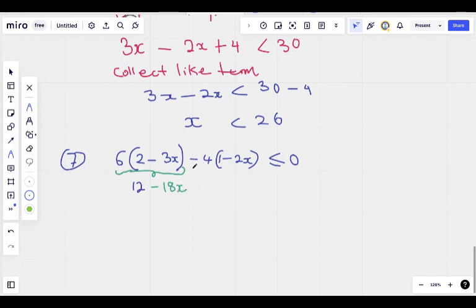Then the next thing for us to do is to use negative 4 to expand everything inside this second bracket. So you say negative 4 times 1, it becomes negative 4. Then negative 4 times negative 2x, it becomes positive 2x.